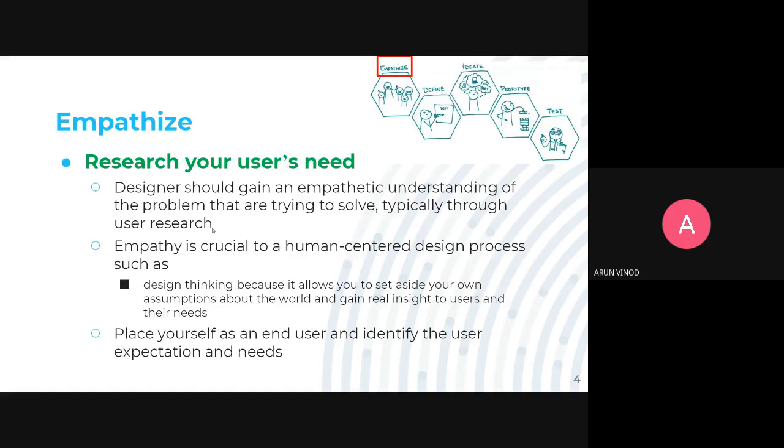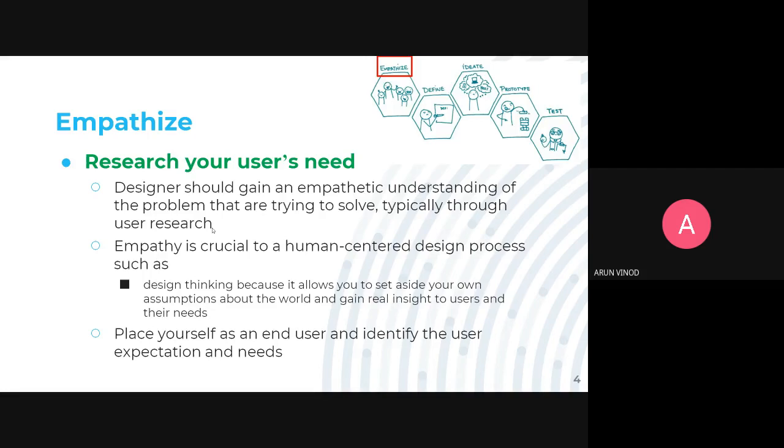Place yourself as an end user. The design team should make themselves end users. Okay, I'm not the designer. Just forget about who you are. You have to convert yourself into an end user and identify the user expectations and needs. Okay, so this is the empathize part.